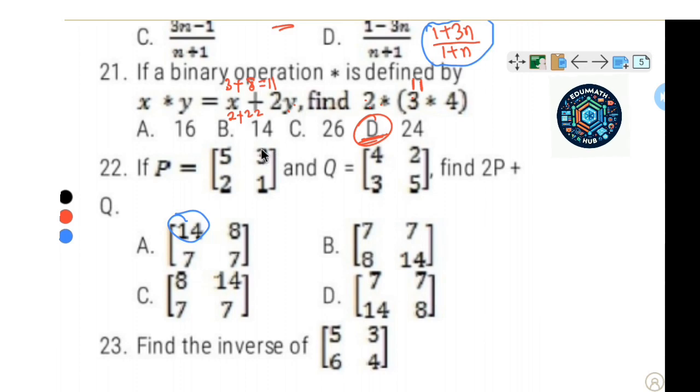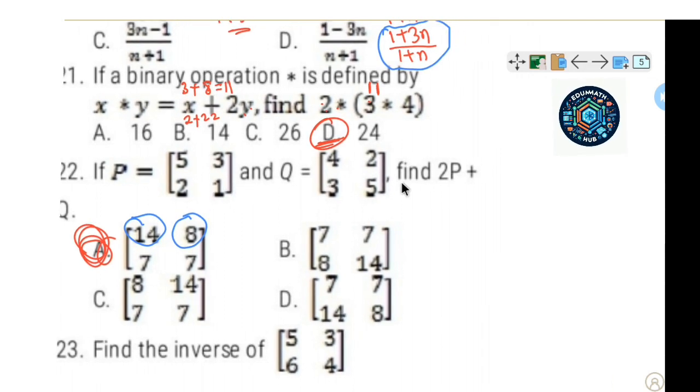The next one is 3 times 2, 6. Then 6 plus 2 gives you 8. Then the next one is 2 times 2, that's 4. Then 4 plus 3 is 7, and so on. If you try it out, you see that option A is the correct answer. So you don't need to write too much, just use simple multiplication, because what you have is 2p plus q. 2p means multiply p by 2 first before you start adding it to q.